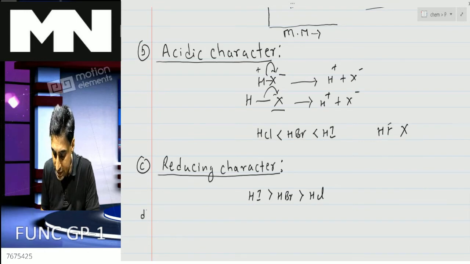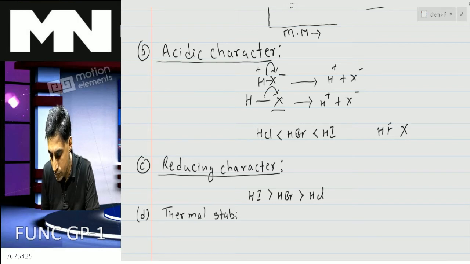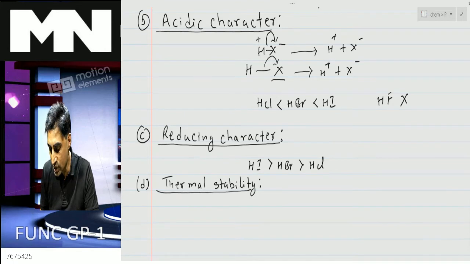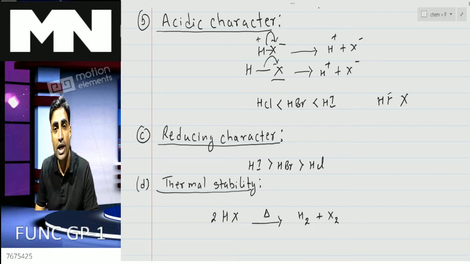Likewise, the last point in this is thermal stability. We'll see what thermal stability means. Now suppose I have a compound like HX. If I heat it, the bond between H and X will break. It will break into H2 and X2. If the compound is thermally stable, this reaction will not occur.